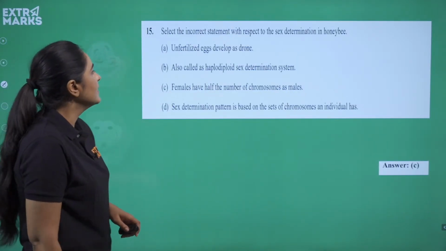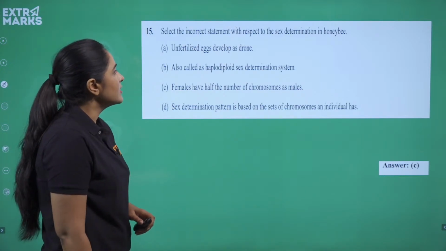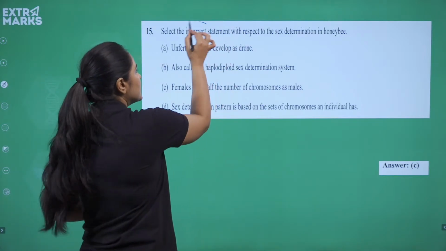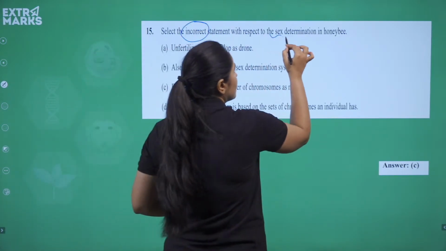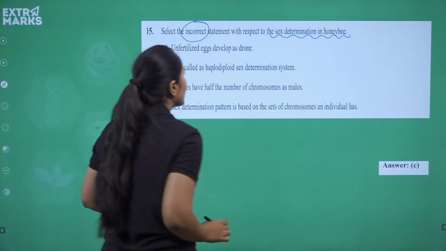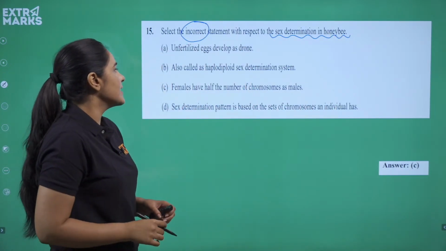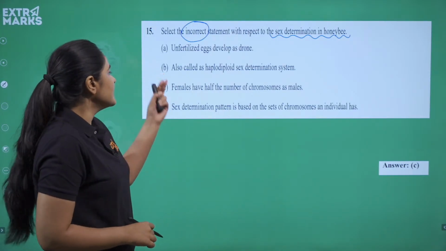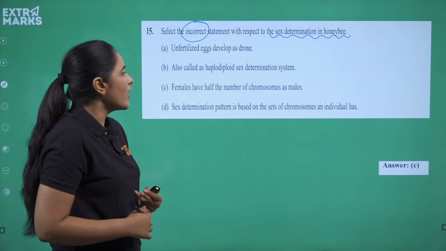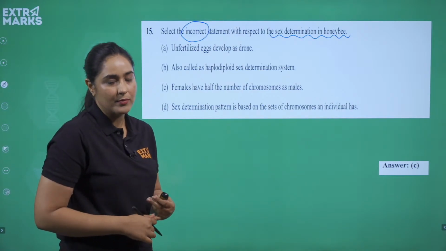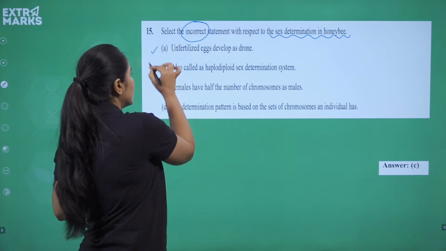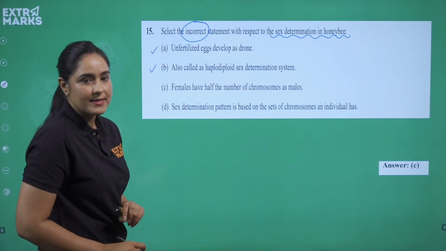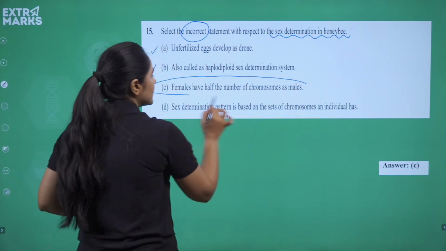Another question, select the incorrect statement with respect to sex determination in honey bee. So we have to see the incorrect one with respect to the sex determination in honey bee. We are having the options: unfertilized eggs develop as drone. This one is correct. B saying also called as haplodiploid sex determination system. This one is also correct here. Females have half the number of chromosomes as males. This one is incorrect here.